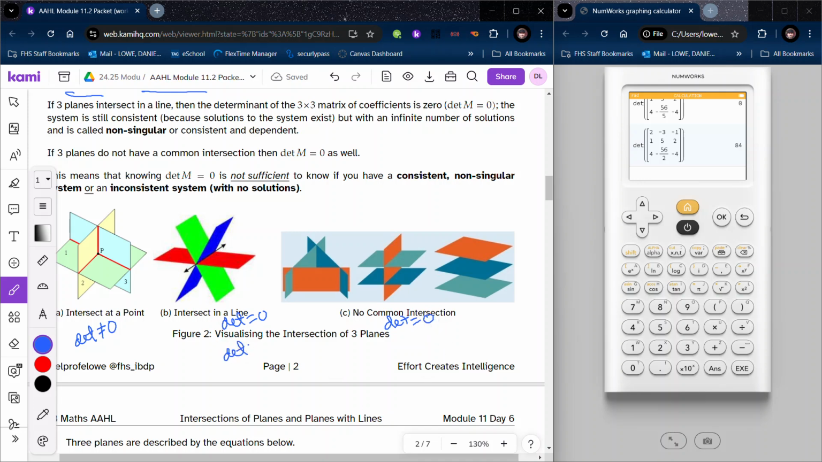But if we did a second determinant, we'd be not 0 if I intersected in a line. And if we did our second determinant, we would be equal to 0 if I had no common point of intersection.